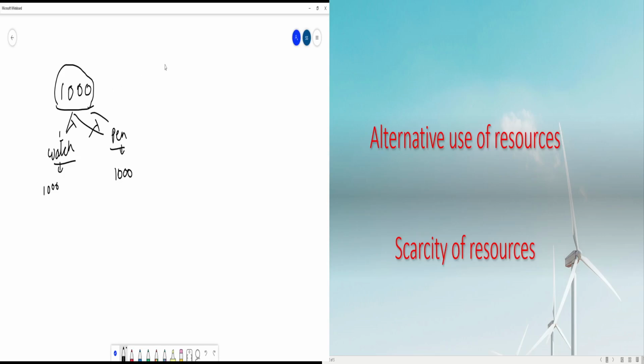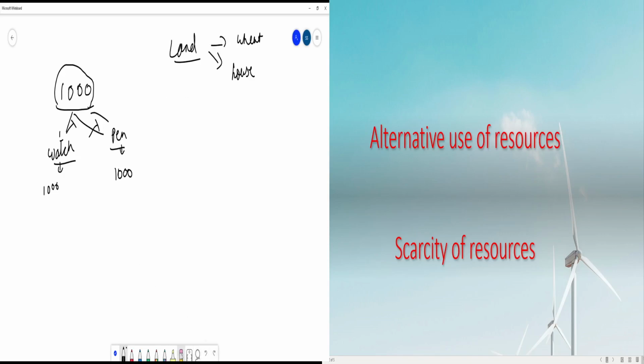So let's take another example. You can use land to grow, let's say, wheat, or you can use that same land to create a house. Now it's up to you what you want to do, right? But that is basically what it means, the alternative use of resources.